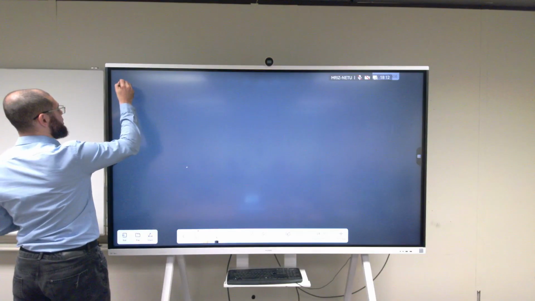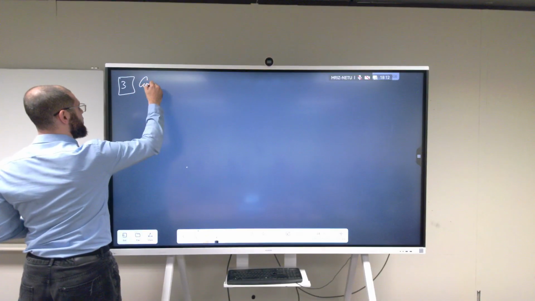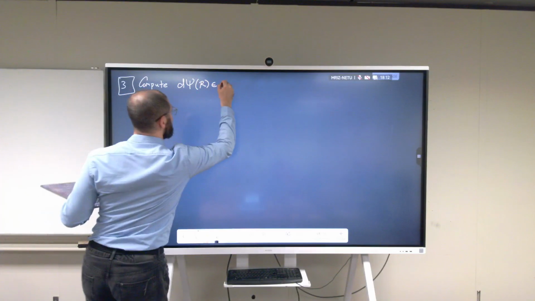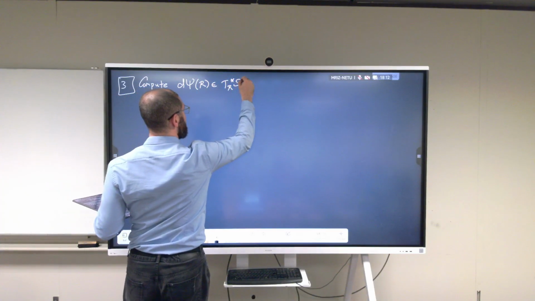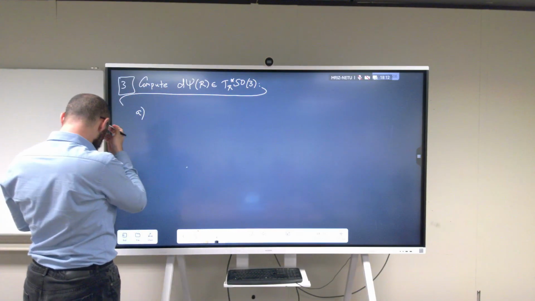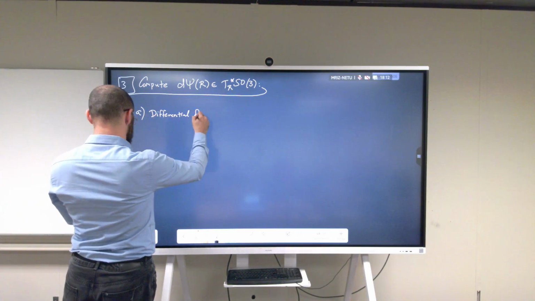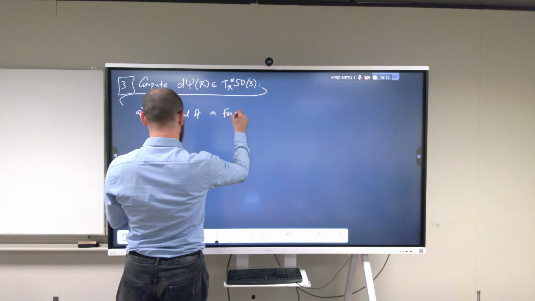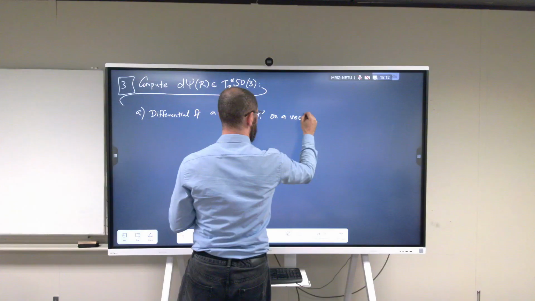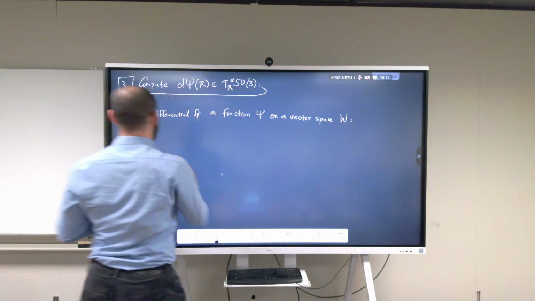So this is part 3, where we want to compute the d psi as a function of R, which we said will be a covector in this space. To do that, we're going to first introduce the differential of a function psi on a vector space W. So, definition.